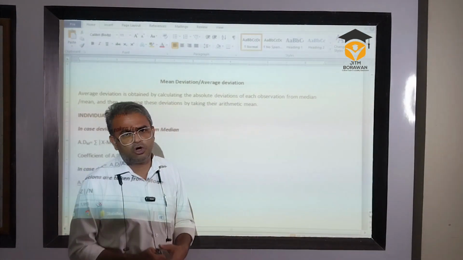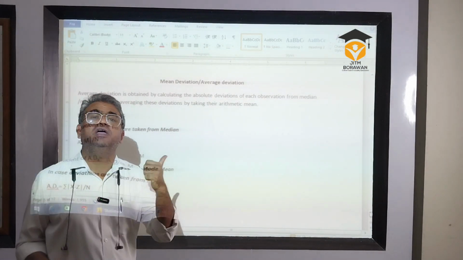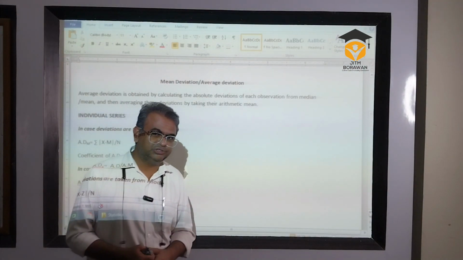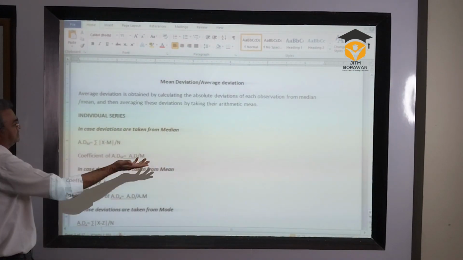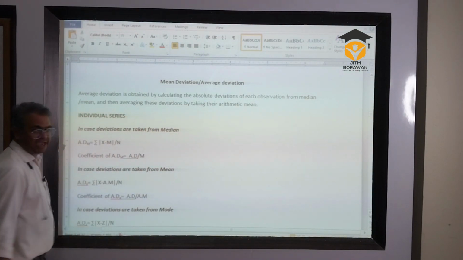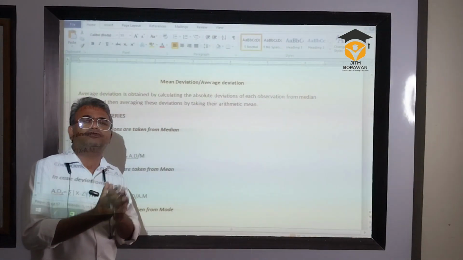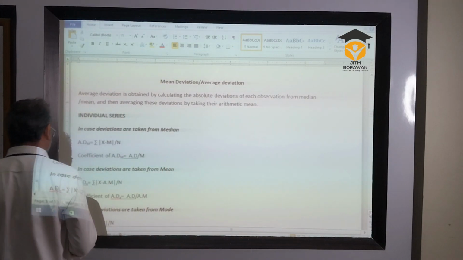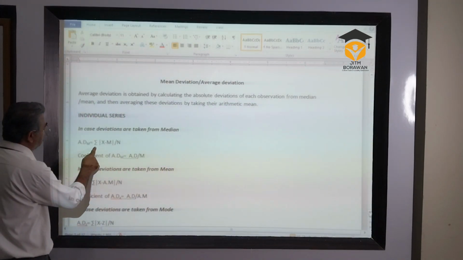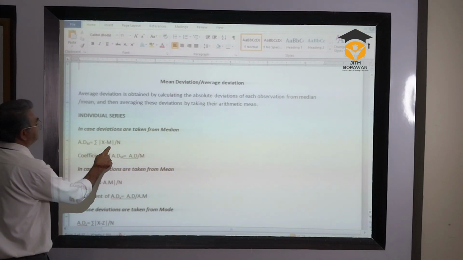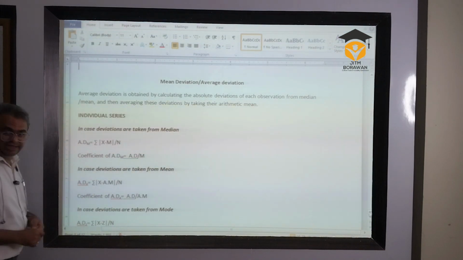So friends, here also you will have different types of series. Let's say individual series, discrete series, and then continuous series. In individual series, in case we want to take the deviation from the median, what will the formula be? When we are talking about the deviation from median, we have a formula: average deviation is equal to summation of mod of x minus capital M, divided by capital N.